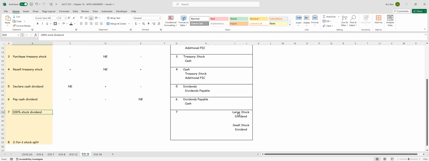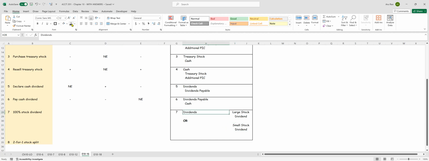So here what we need to look at is whether this is a large stock dividend or a small stock dividend, because the journal entry I will do is going to be different. A large stock dividend means the number of shares outstanding is going to increase by more than 25%. A small stock dividend means it's going to increase by less than 25%. That 25% is an arbitrary number that we've come up with. So 20 to 25%, we'll use 25% as a cutoff.